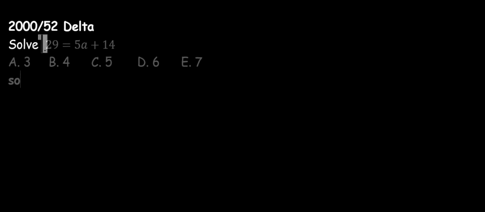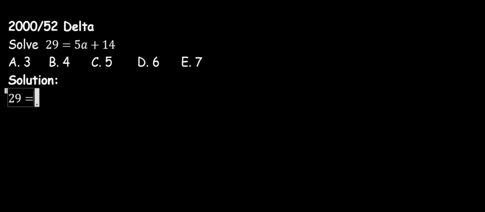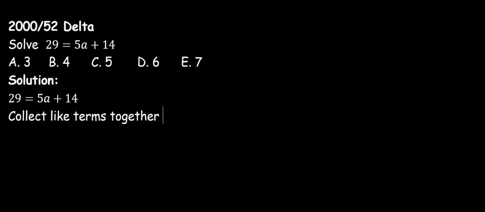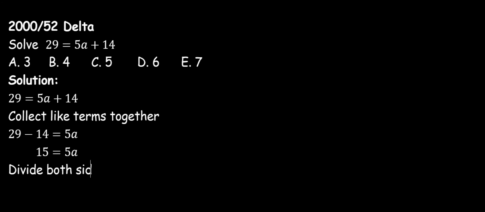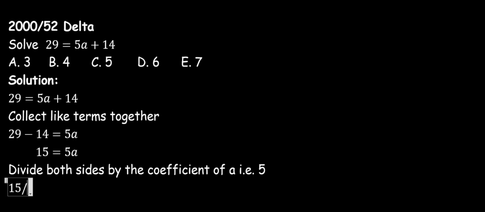Another example. Solve 29 equals to 5a plus 14. Solution. 29 equals to 5a plus 14. We write out our problem. Collect like terms together. 29 minus 14 will be equals to 5a. And our result will be 15 equals to 5a. Next, we divide both sides by the coefficient of a, that is 5. So we have 15 divided by 5 will be equals to 5a divided by 5. And the result is a equals to 3.